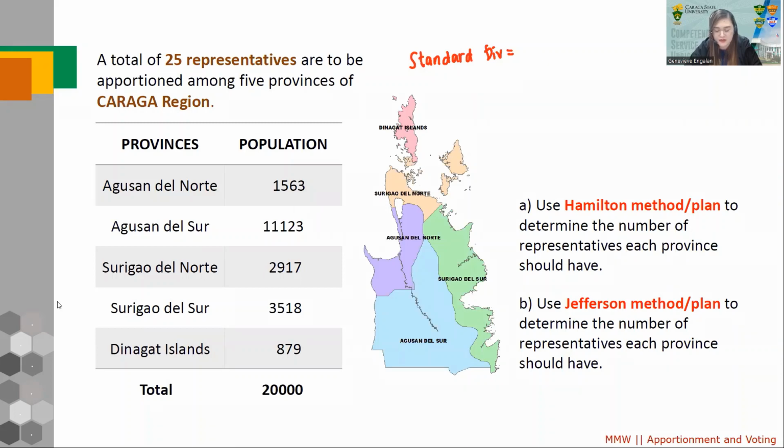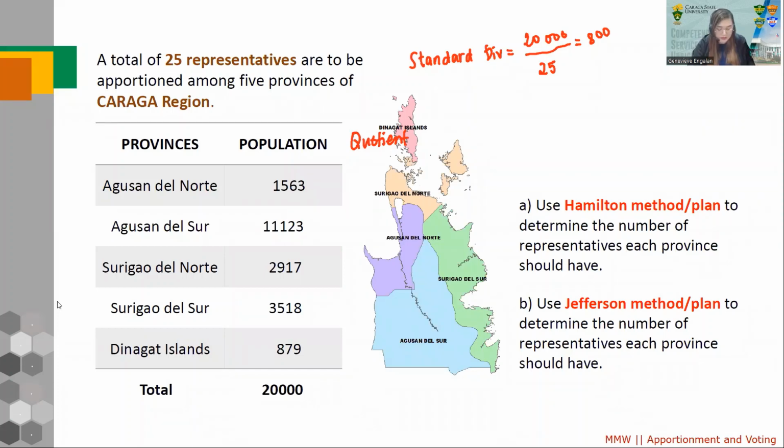800, ma'am. Okay, so the answer is 800. So you have 20,000 divided by 25. So you have 800. Okay, so karang 800, ipang divide na nato. Quotient. So ang 800, i-divide na to sa 15. Ilan man? 1563.